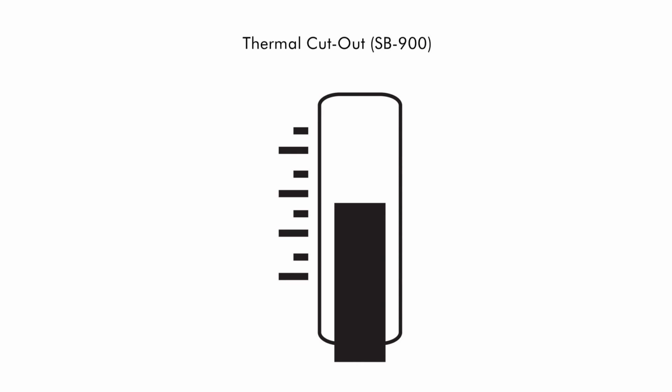The thermal cutout feature prevents your flash from firing when it's in danger of overheating. You can disable thermal cutout on the SB900. On the SB910, thermal cutout is always on and can't be disabled.